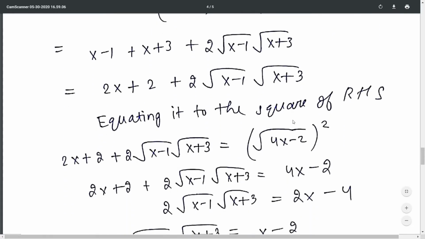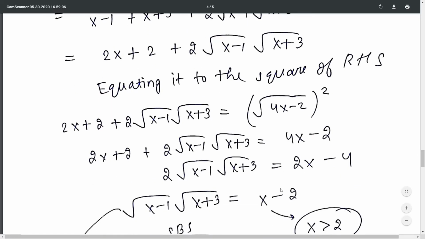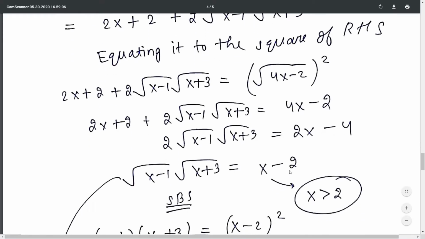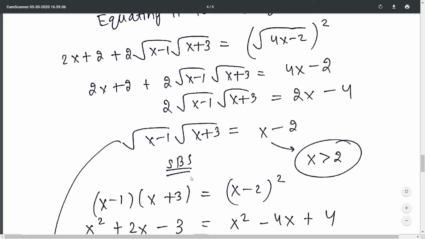squaring. Root and square will get cancelled because, for example, root 5 whole square will be 5, right? So you'll get 4x minus 2. Now take these terms to the right hand side, you'll get this, okay? And now you take 2 common on both sides, you'll get this finally. Now you square again, you are squaring both sides again.